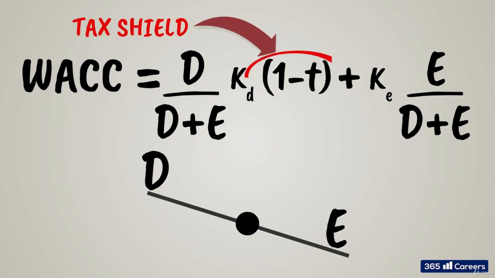We shouldn't forget to mention that the cost of debt component includes a third factor, 1 minus t, that considers the fact that interest expenses are tax-deductible, and the cost of debt is lower than it seems, as it provides borrowers with a tax shield.